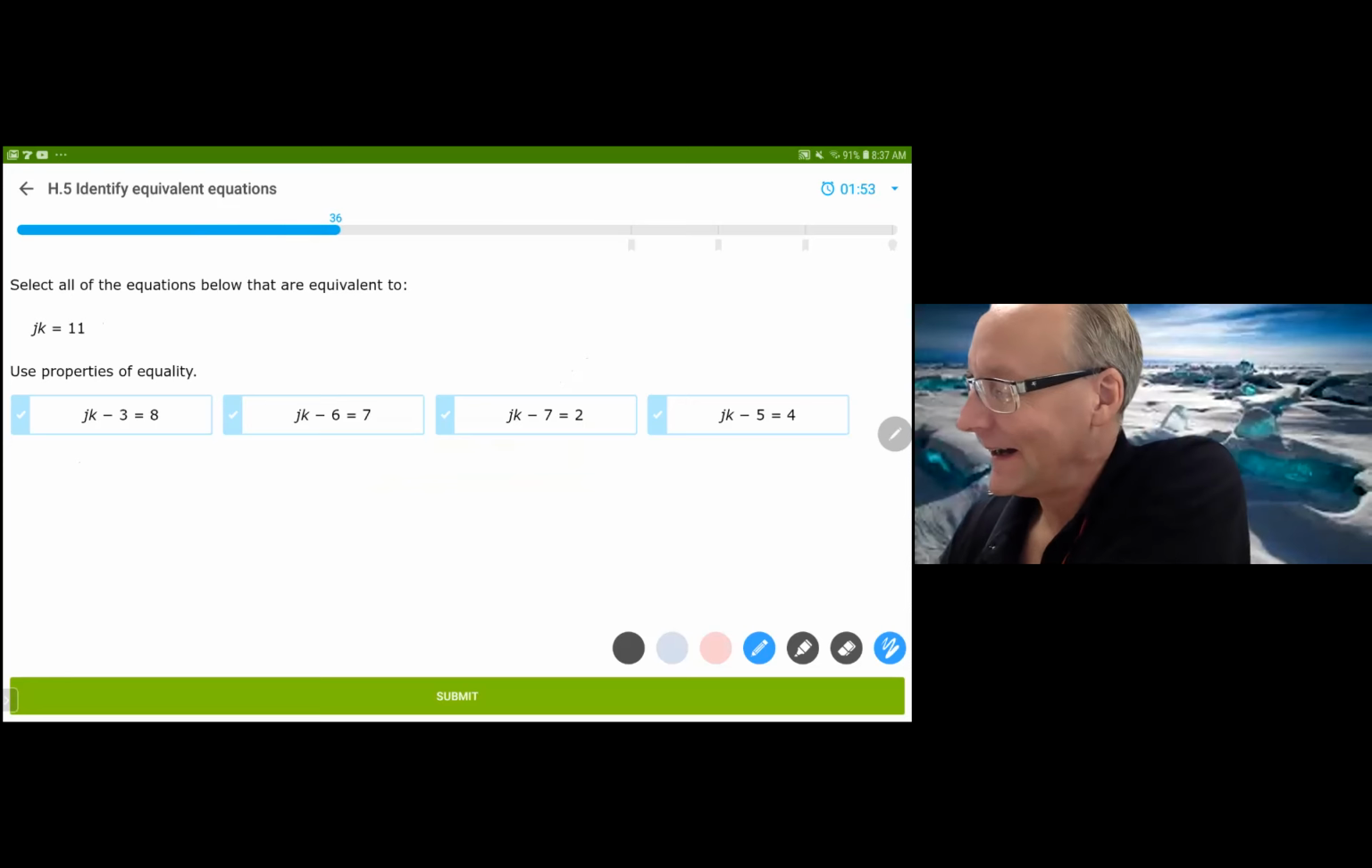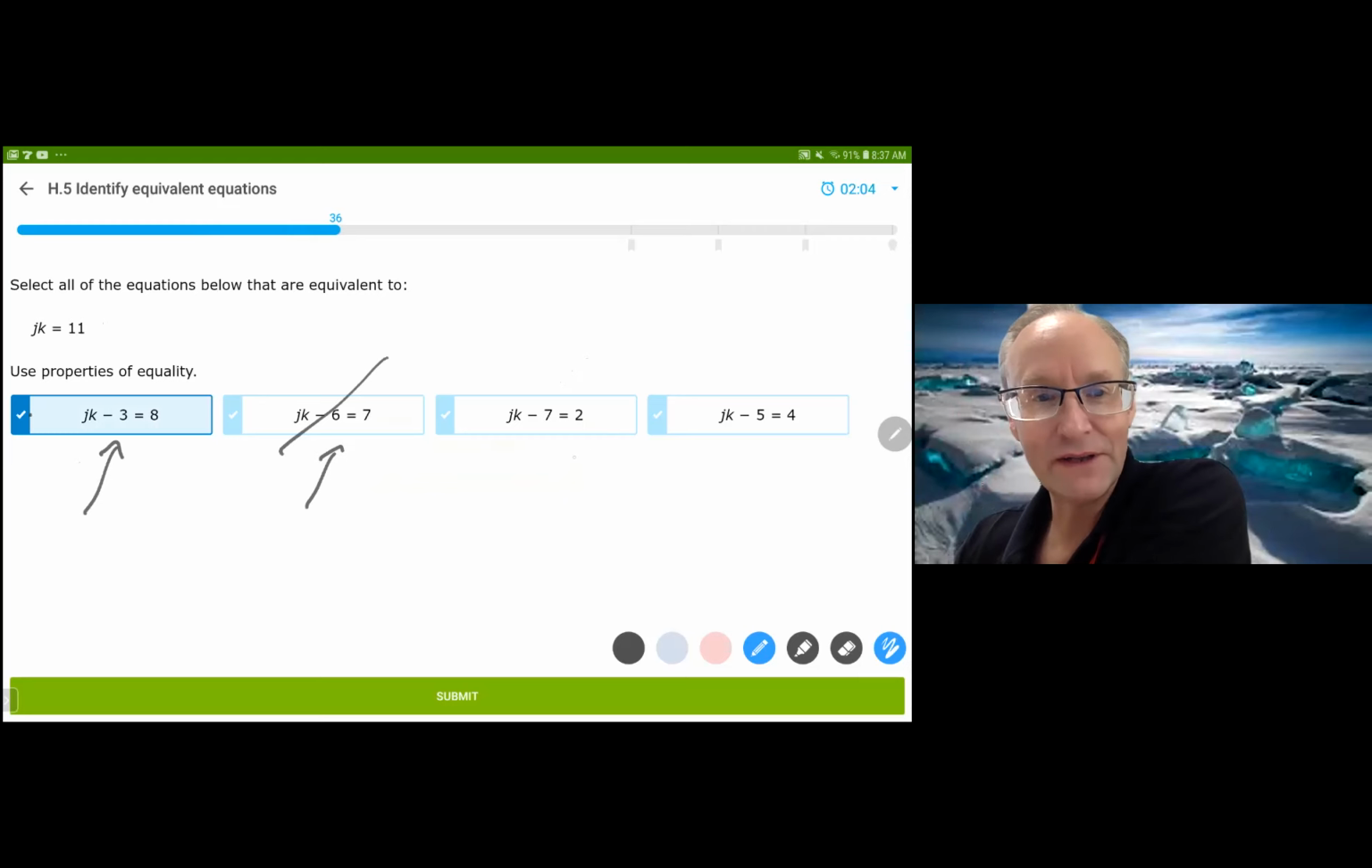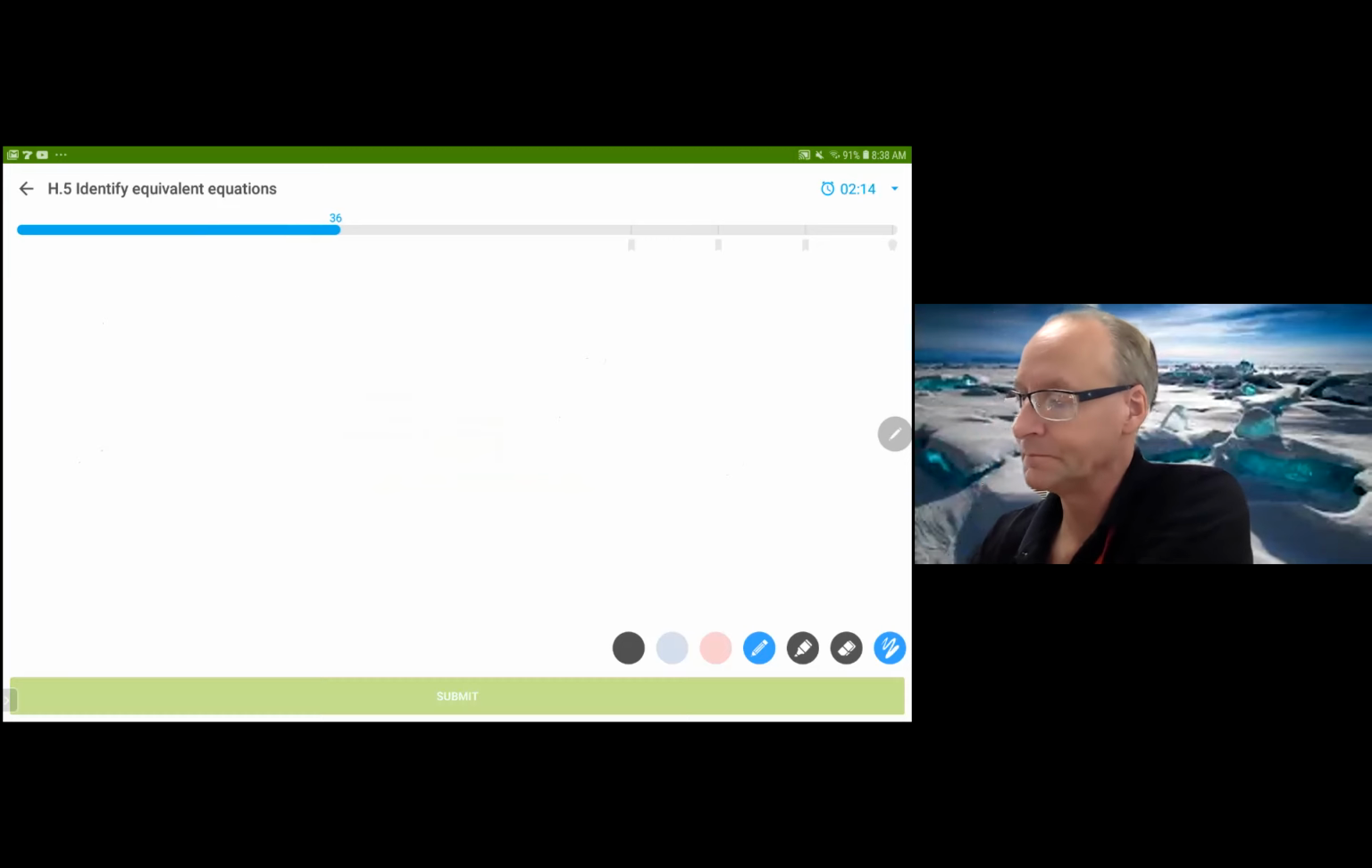Alrighty then. In this one, we subtracted 3 from both sides. And sure enough, it's correct. In this one, we subtracted 6, and it is not correct. In this one, we subtracted 7, and it is not correct. In the last one, we subtracted 5, and it is not correct. The only one that is correct is the first one.